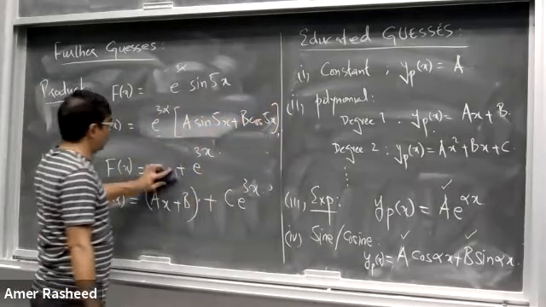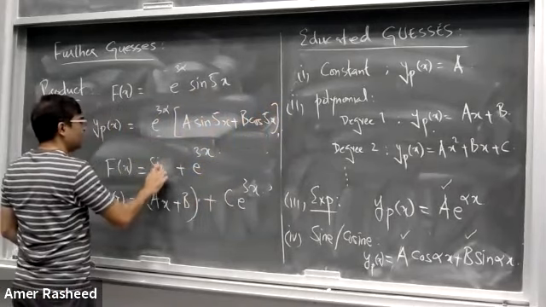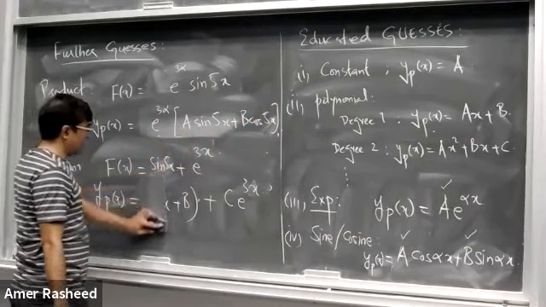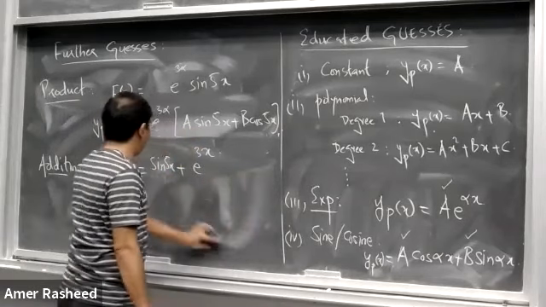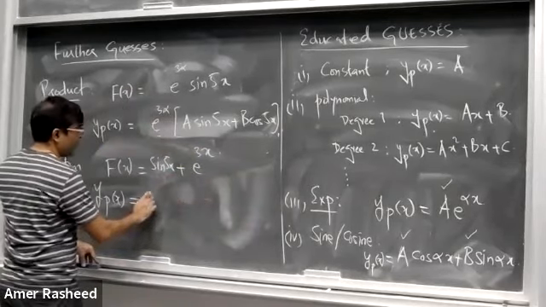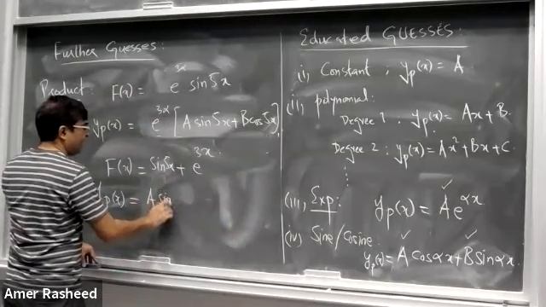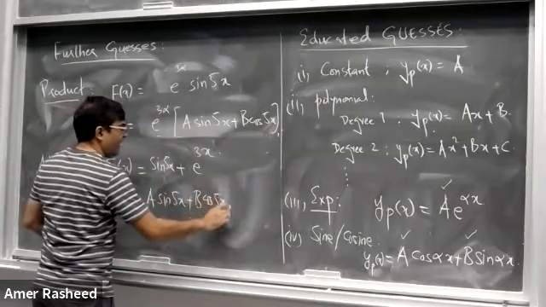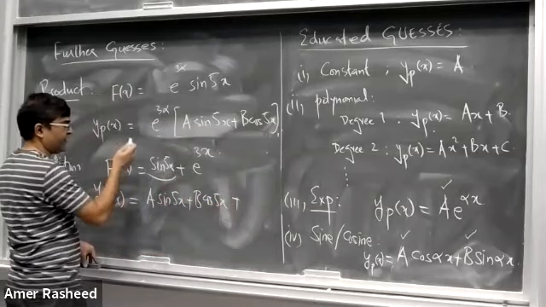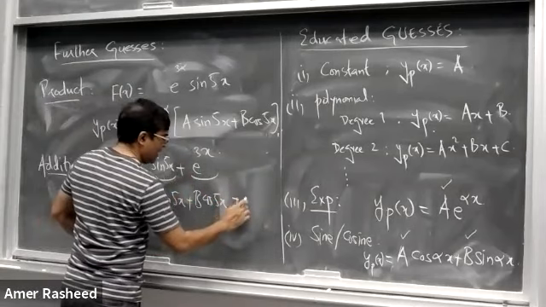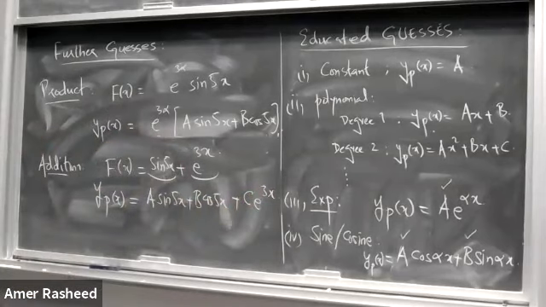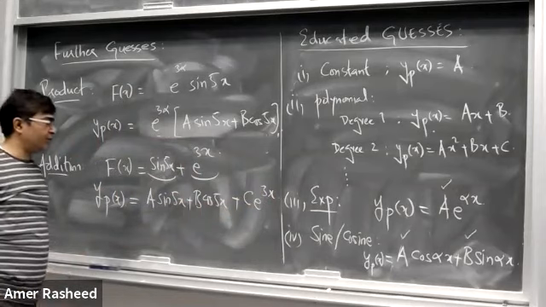In case of the sum of these two functions, sine of 5x plus e raised to power 3x, the assumed solution should be a times sine 5x plus b times cosine 5x, plus we treat the exponential differently, c e raised to power 3x. So this will be your assumed particular solution.